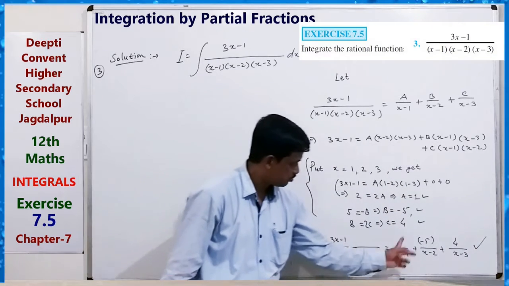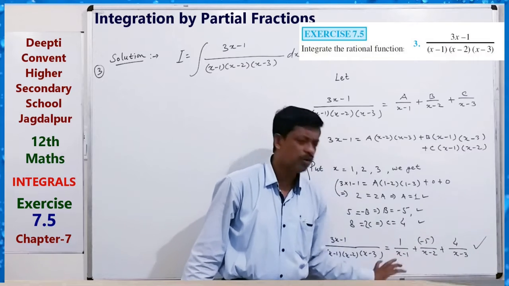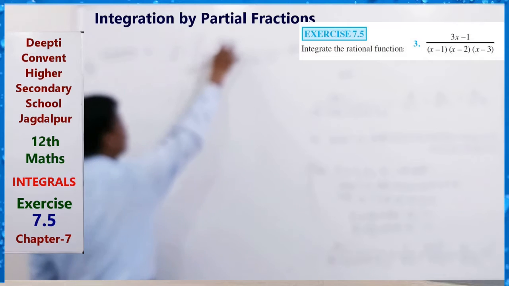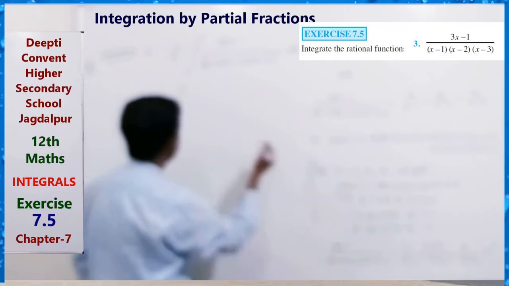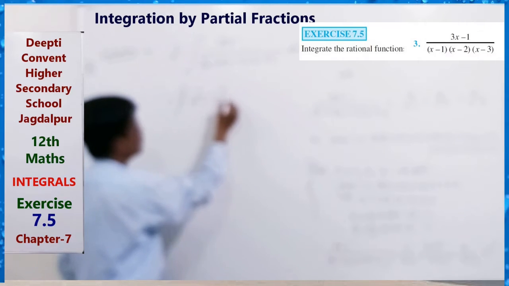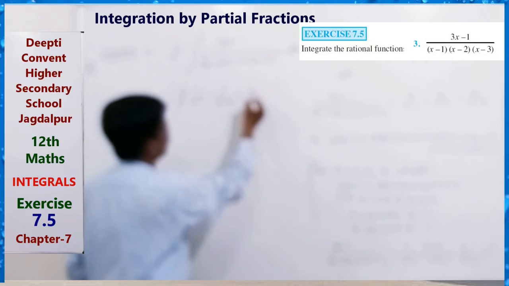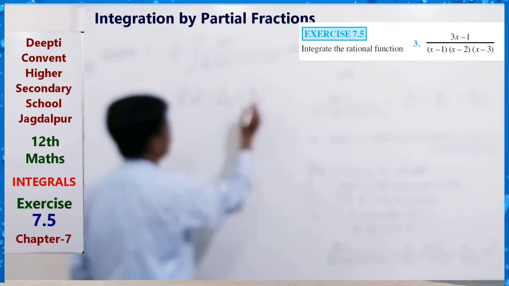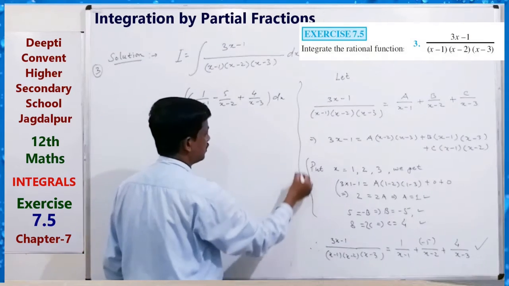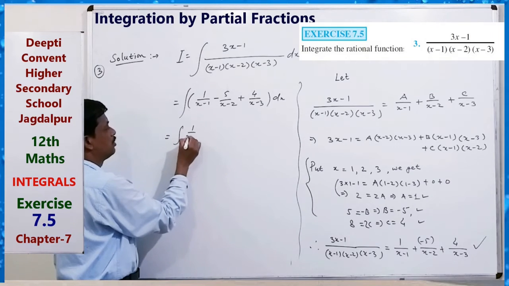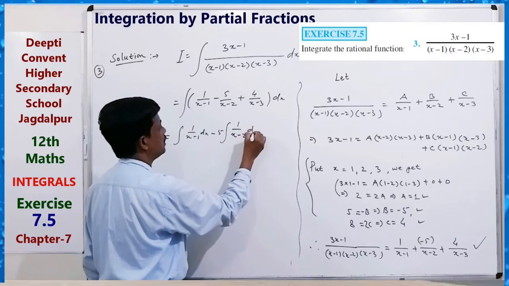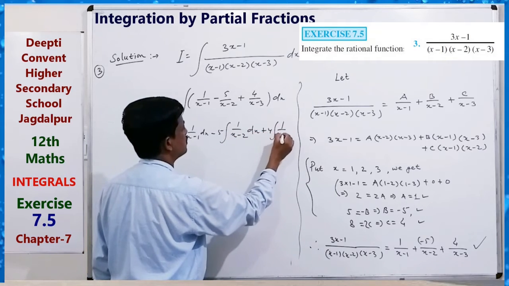You see, this equals 1 by a linear factor, 1 by a linear factor, 1 by a linear factor, with coefficients. So using this, we can write in place of the original integrand 1 upon x minus 1, minus 5 upon x minus 2, plus 4 upon x minus 3, dx. This equals the integral of 1 upon x minus 1 dx, minus 5 times the integral of 1 upon x minus 2 dx, plus 4 times the integral of 1 upon x minus 3 dx.